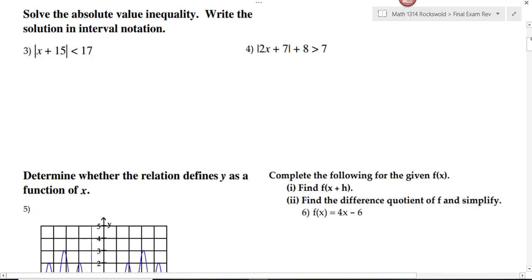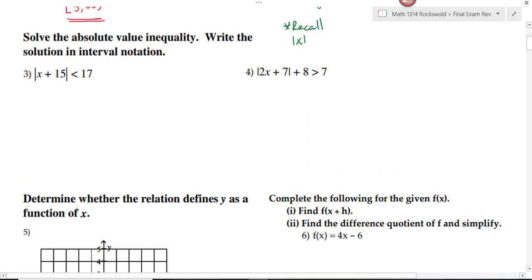On 3 and 4, we're asked to solve absolute value inequalities and then write our solution in interval notation. If you have an absolute value that's less than a number, that means that x would be in between the opposite of that number and the number. If you have an absolute value that's greater than a number, that means that you would have x is greater than that number, or x is less than the opposite of that number.